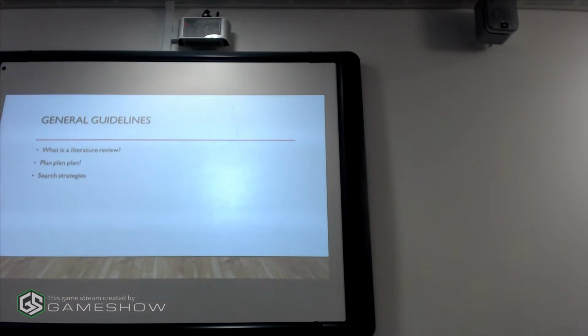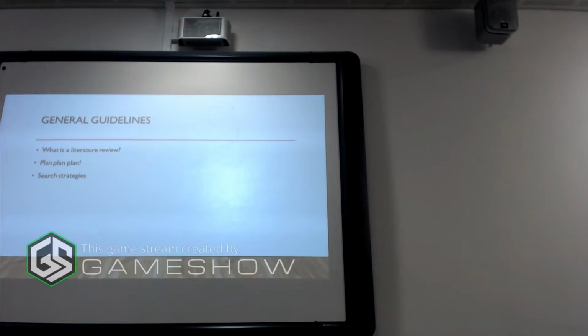So what is a literature review? It's basically a search of journals, databases, books, ebooks, and you're collating evidence about a specific topic. The research has already been conducted, and what you're doing is collating all this research into one document. So somebody can read your document and essentially answer a question which you've made up.